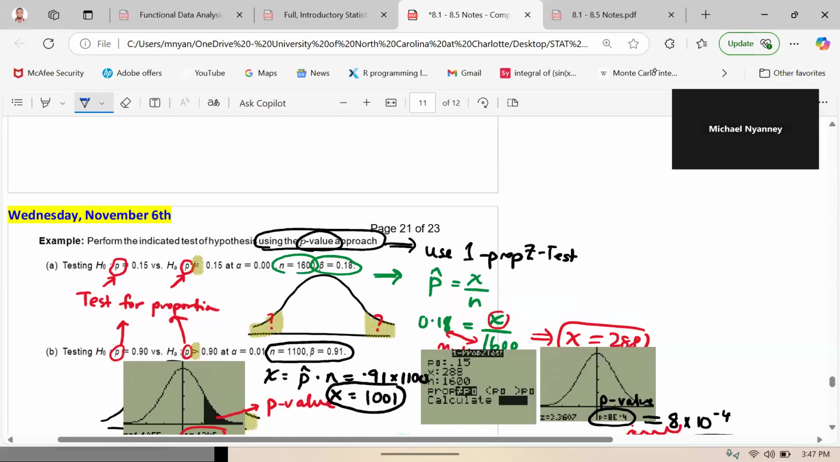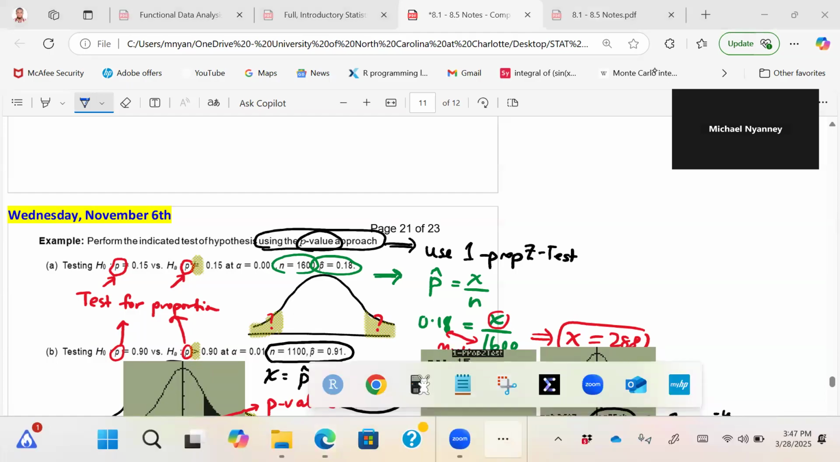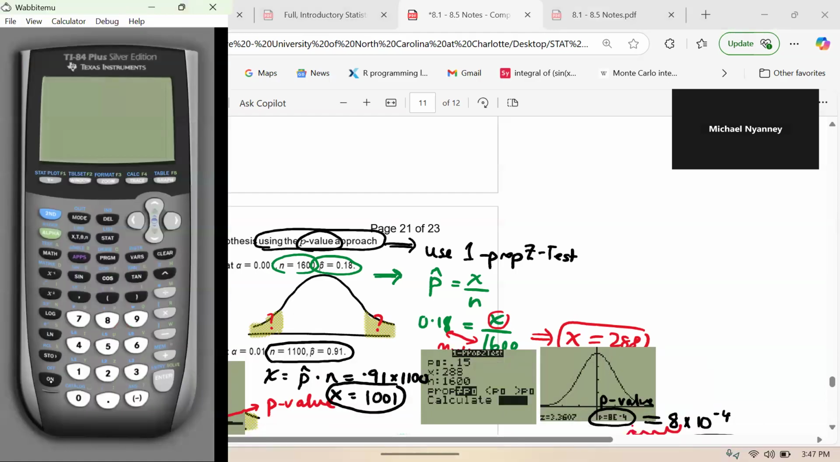Here, you have to perform the indicated test of hypothesis using the p-value approach. So it implies that we need to get a probability value, then we compare it with our alpha, then we make a conclusion. Under HA, we have 2 directions. So how do we get our p-value? For the p-value, we can get it through the one proportion z test. If you hit on the one proportion z test, it asks you some questions which you need to fill.